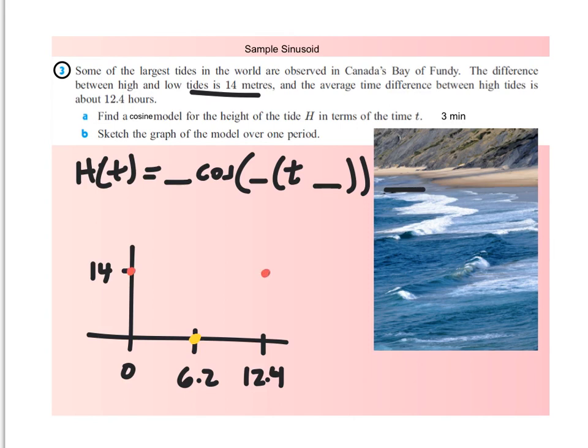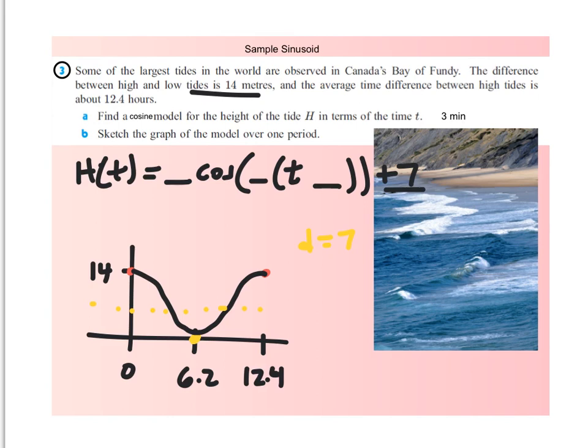So we can draw our cosine function. Not well. Let's try again. Okay, now we can sketch out a function for that. So our baseline is going to be, looks like 7, right? 14 plus 0 divided by 2 would be 7. So that's our baseline. So that means we're going to add 7 on the end. That's our vertical shift.